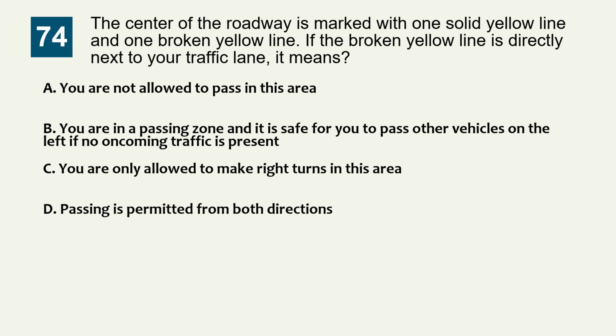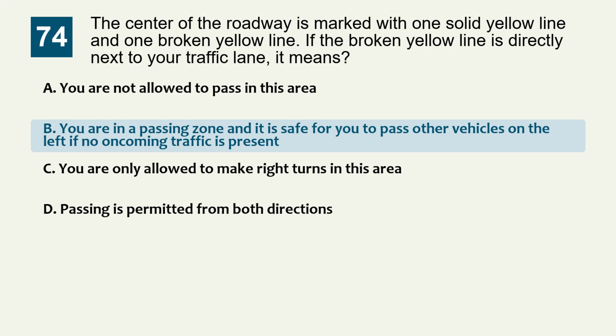Question 74. The center of the roadway is marked with one solid yellow line and one broken yellow line. If the broken yellow line is directly next to your traffic lane, it means option A, you are not allowed to pass in this area. Option B, you're in a passing zone and it is safe for you to pass other vehicles on the left if no oncoming traffic is present. Option C, you are only allowed to make right turns in this area. Option D, passing is permitted from both directions.